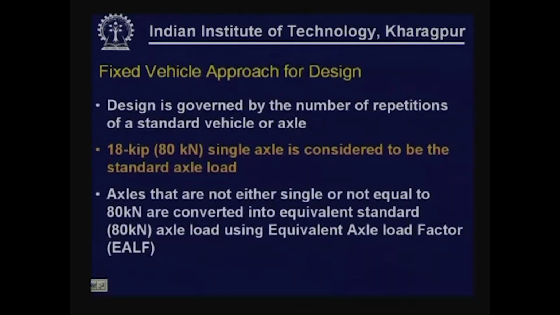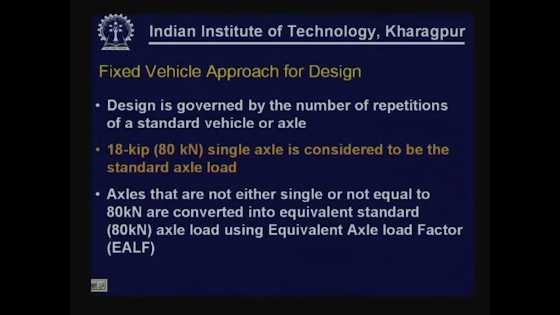On the other hand, in the fixed vehicle approach for design of pavements, the design is governed by the number of repetitions of a standard vehicle. Here we talk about a standard vehicle, and how many repetitions of that standard vehicle the pavement is supposed to carry. That number is going to be the input parameter for pavement design.